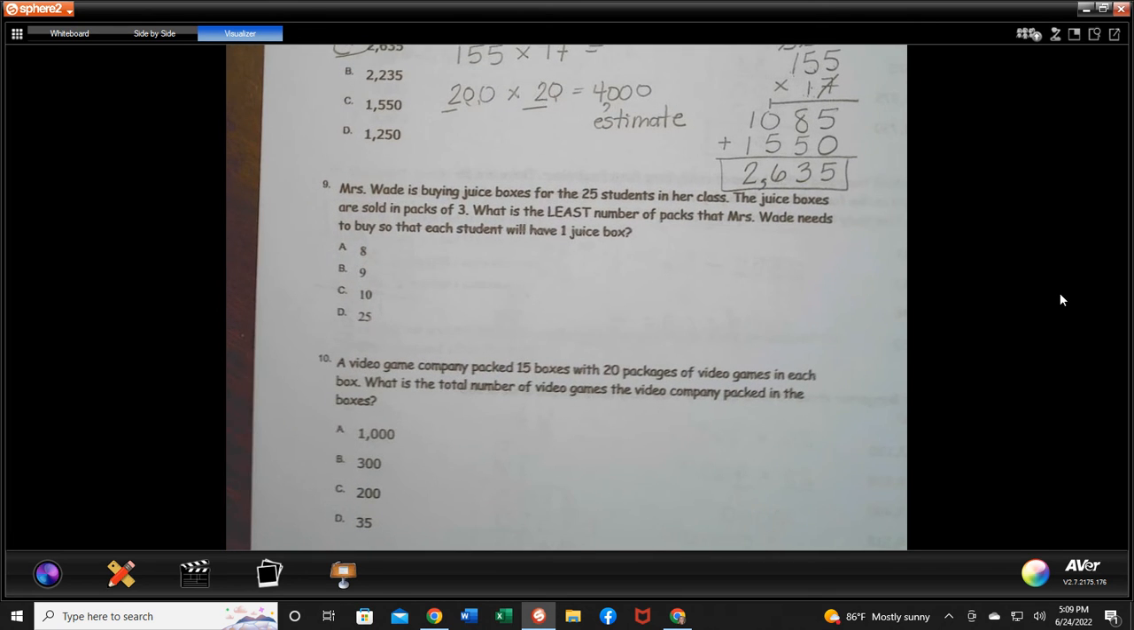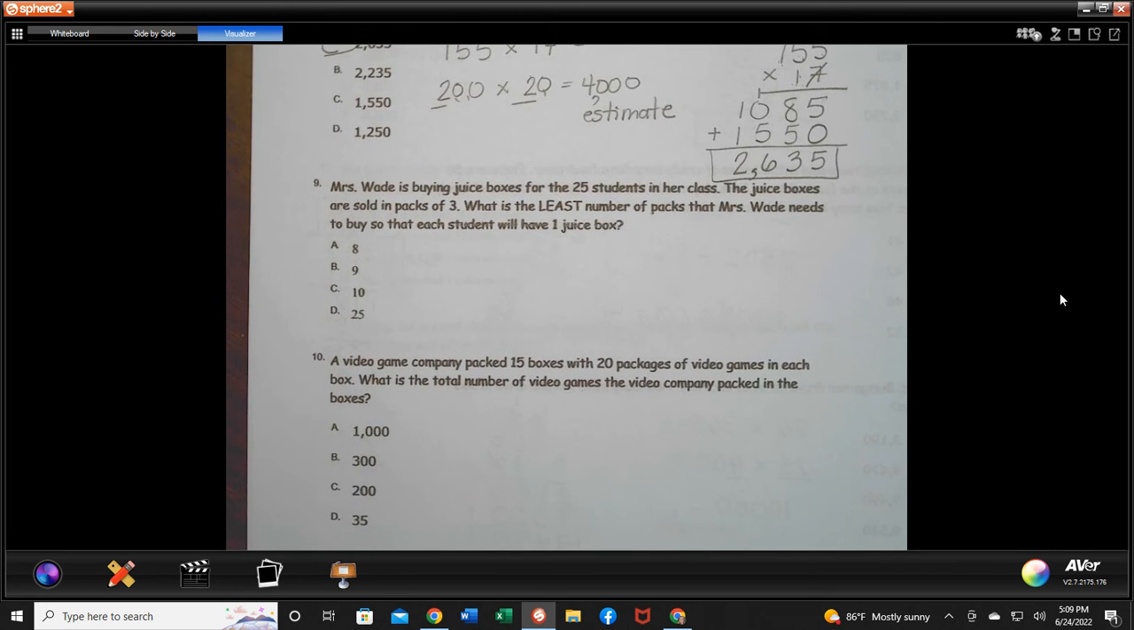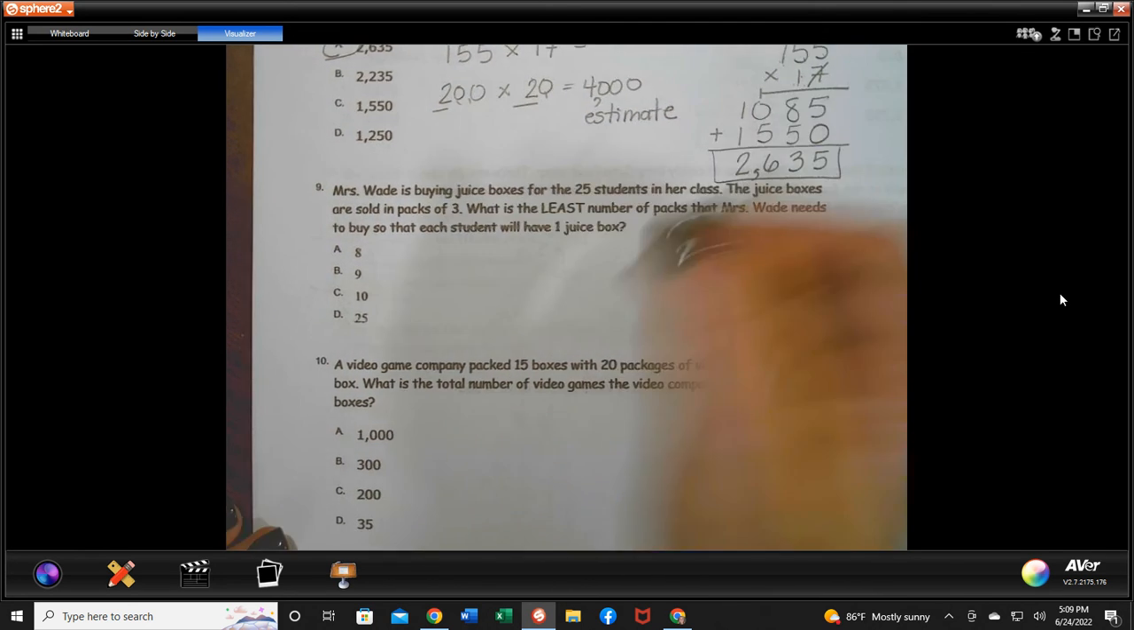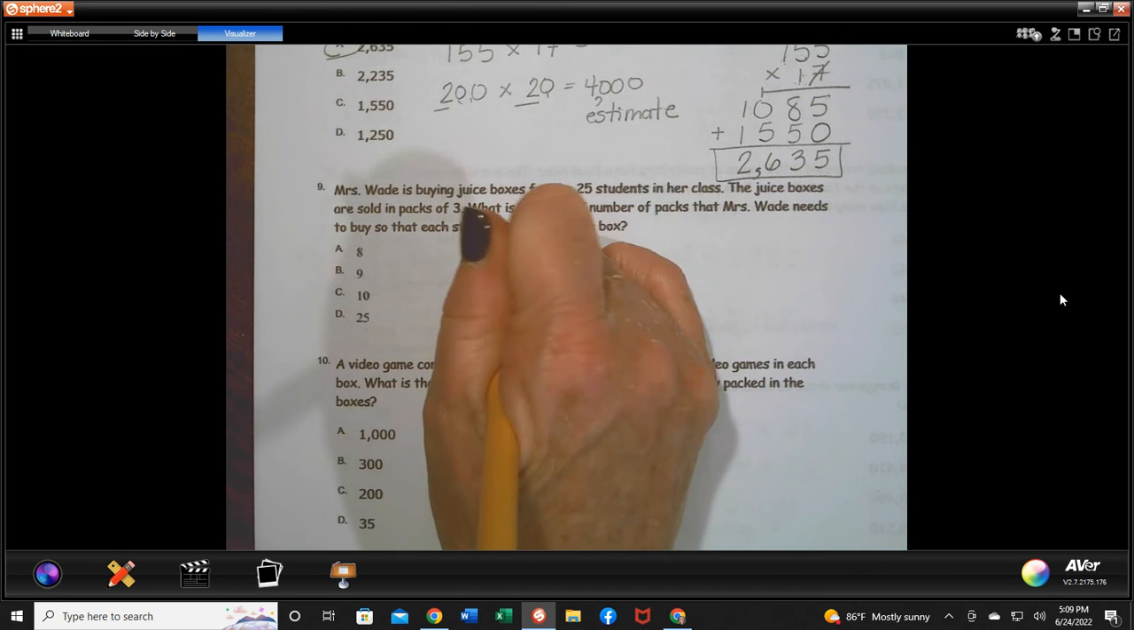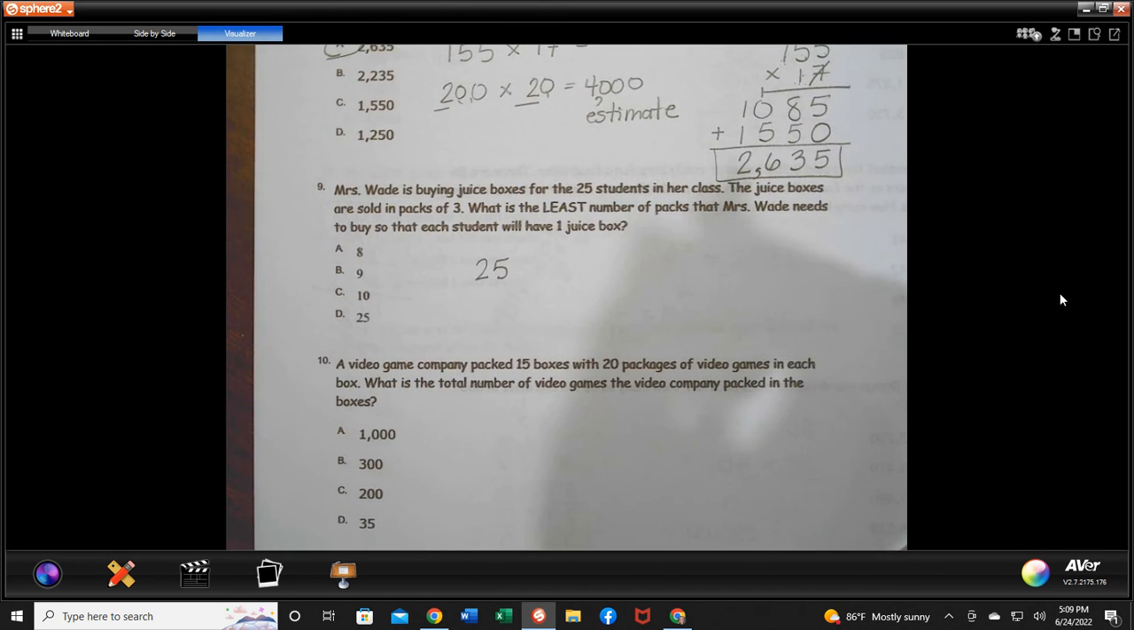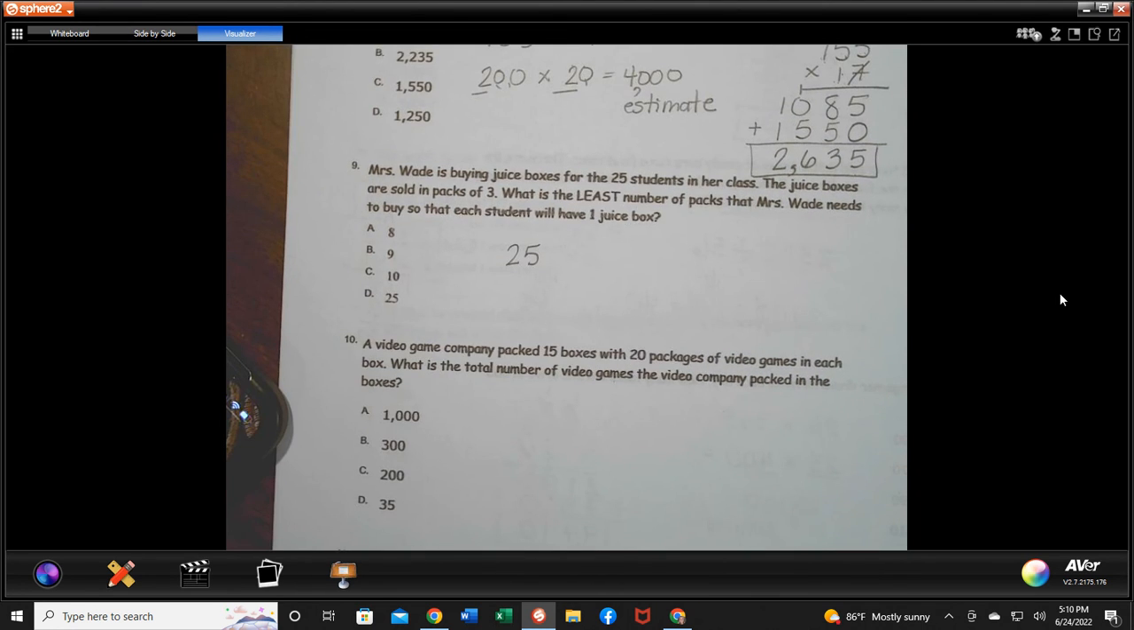Mrs. Wade is buying juice for the 25 students in her class. The juice boxes are sold in packs of 3. What is the least number of packs that Mrs. Wade needs to buy so that each student will have 1 juice box? All right, I hope you recognize that we are going to be dividing. So she has 25 students. And if she could just buy 1 box each, we know that we would need 25 of those.